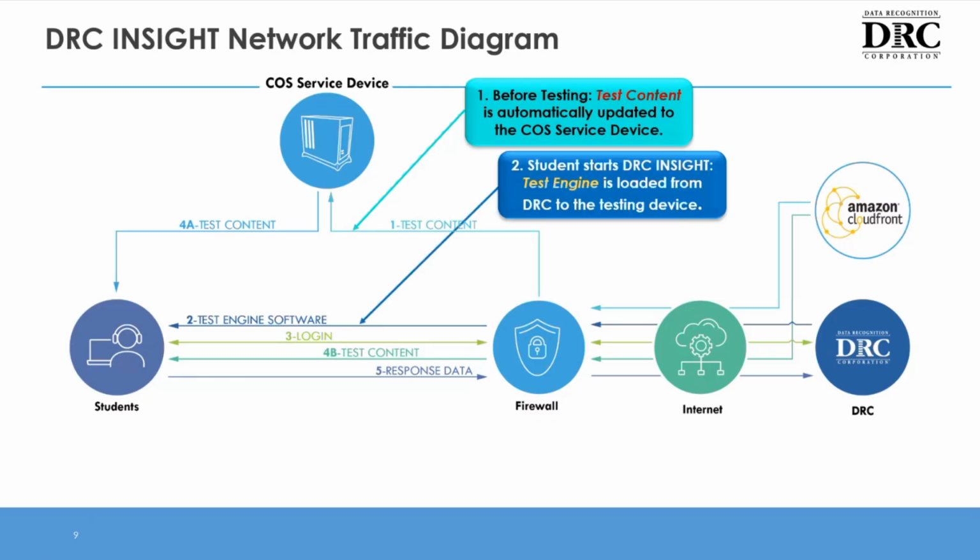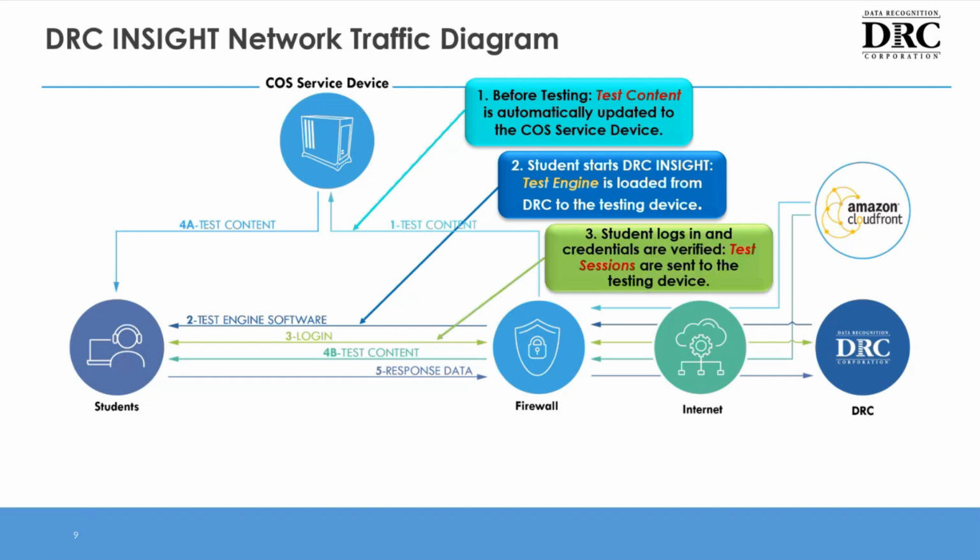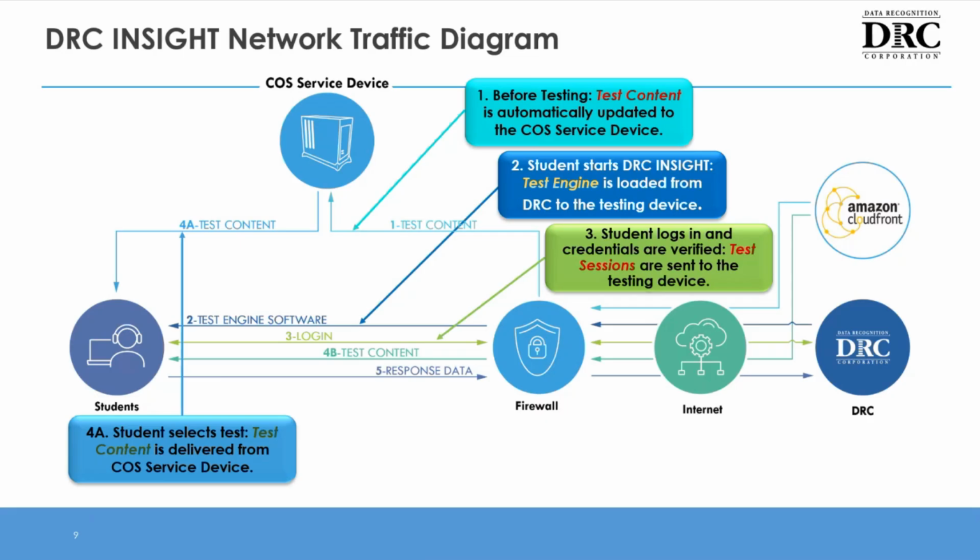When a student starts DRC Insight and launches the secure application, readiness checks are performed, and the test engine software is automatically loaded from the DRC servers to the testing device. The DRC Insight Secure application is not the actual testing interface, it's more of just a shell, and once the secure application is launched, it downloads the test engine or testing interface, which is about 2 to 3 megs. When the student logs into the test, servers at DRC verify their login, and their test sessions are sent to that specific testing device. Next, the student selects the test session.